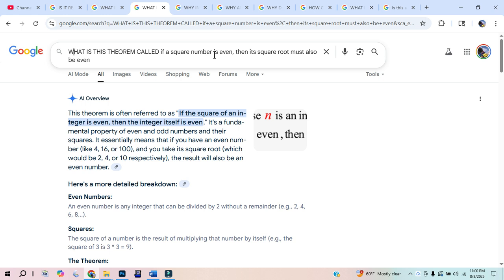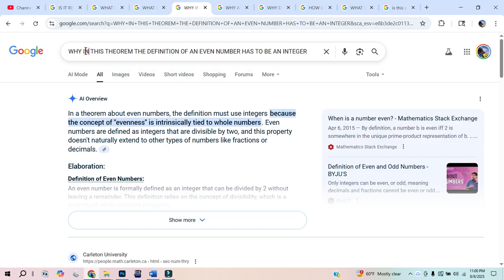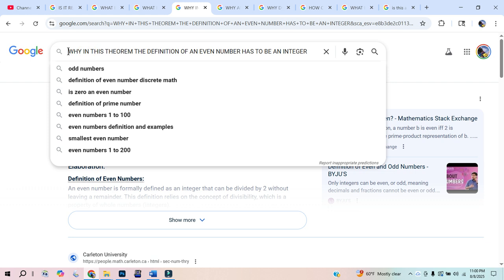Cool. So I wrote in, what is this theorem called? If a square number is even, then its square root must also be even. And it just said that's what it's called: if the square of an integer is even, then the integer itself is even. Cool. So I asked why in this theorem the definition of an even number has to be an integer.